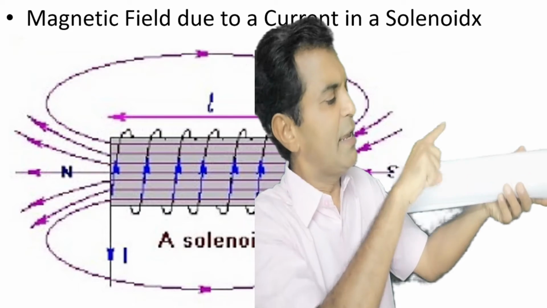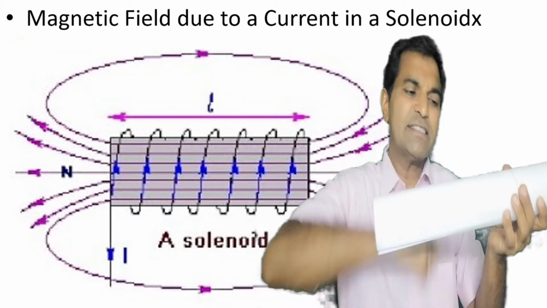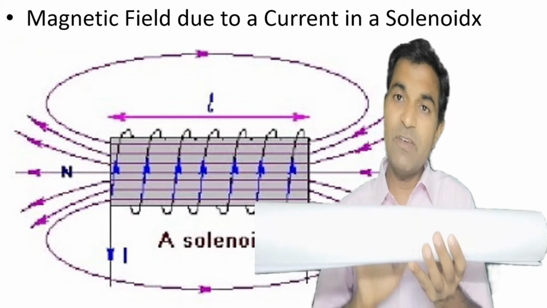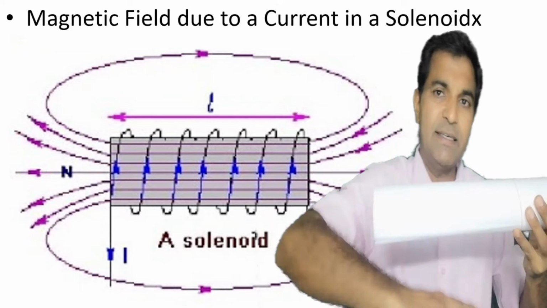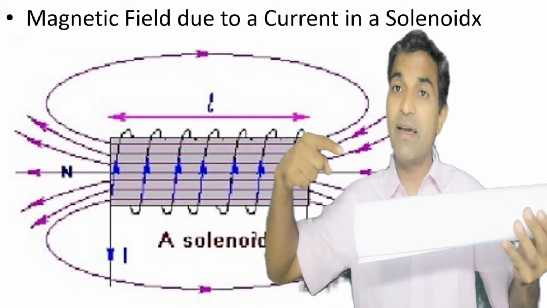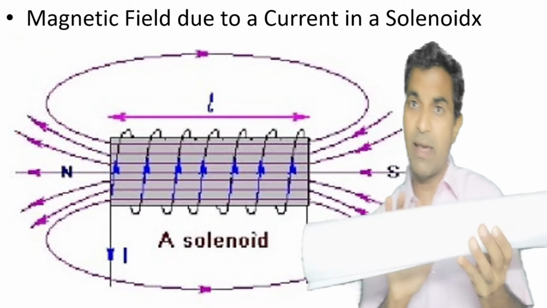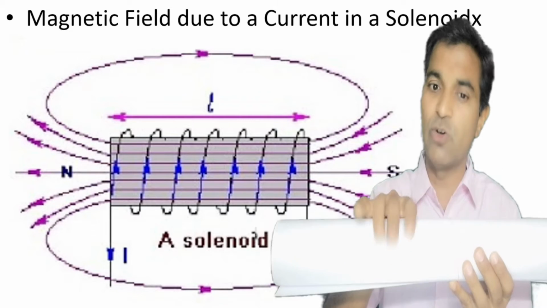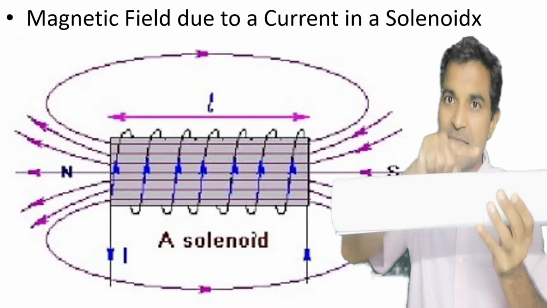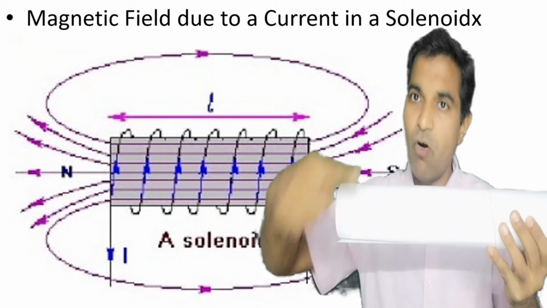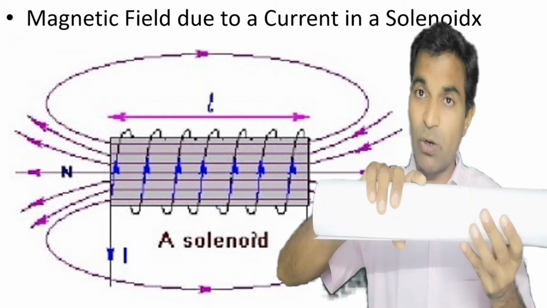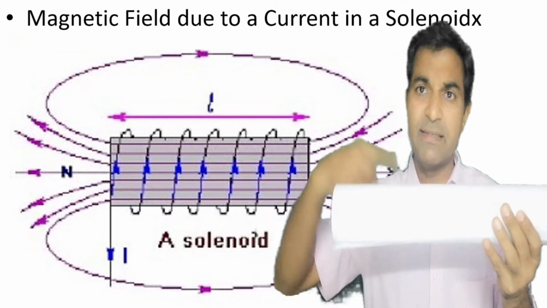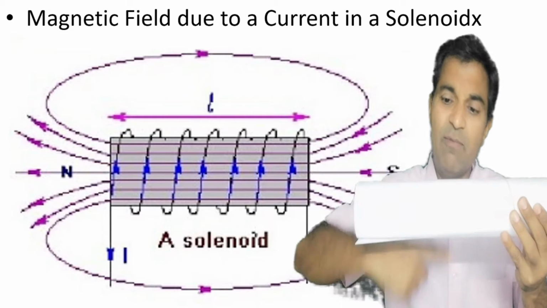For example, if this is the solenoid and we wrap a number of turns of copper wire on it, then what do we observe? If we pass current in this copper wire, this is the direction of the current in that copper wire. Again I am repeating, what is a solenoid? A solenoid is nothing but a cylindrical core on which copper turns are wrapped, and current will flow like this.